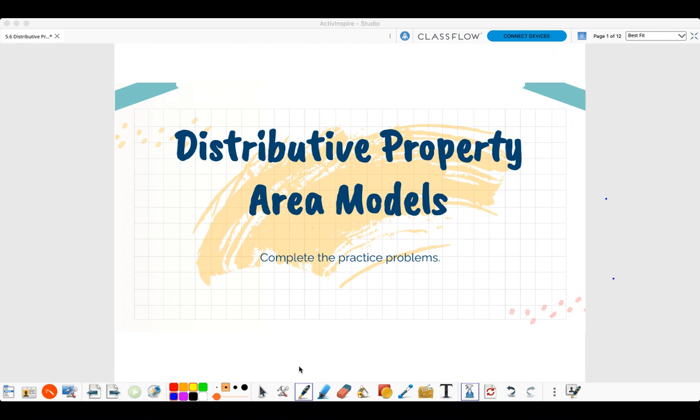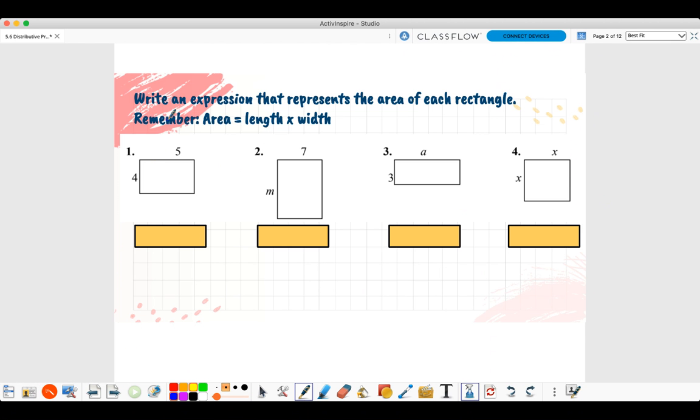Hi everyone, today's lesson is going to be on distributive property. Before we do the property, let's focus on the visuals involving area models. So we're writing expressions that represent the area of each rectangle. As a reminder, area is equal to length times width.